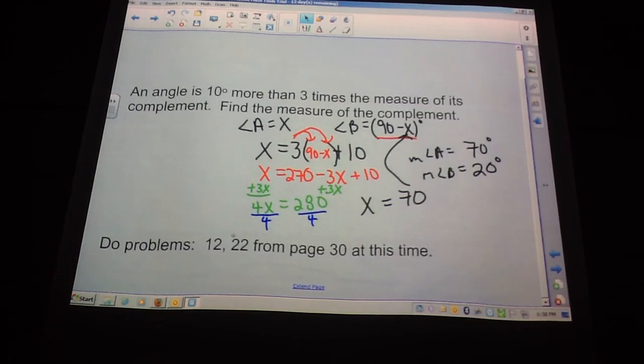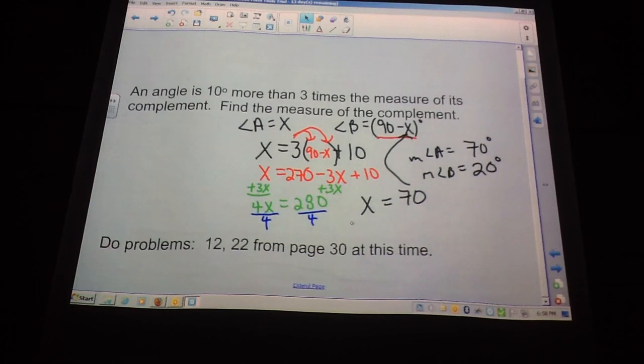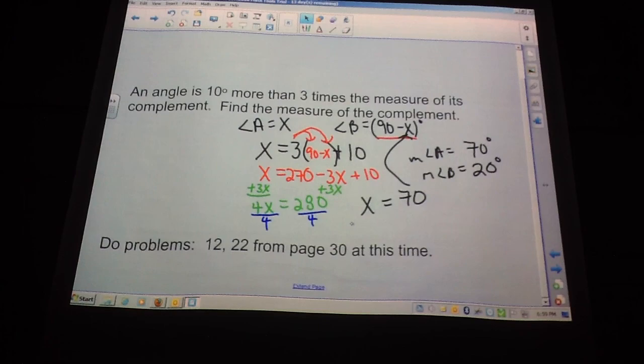Alright, this time go ahead and do problems 12 and 22 from page 30. And this is going to conclude part B of section 1-4.